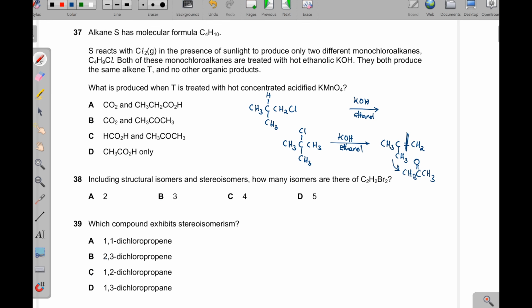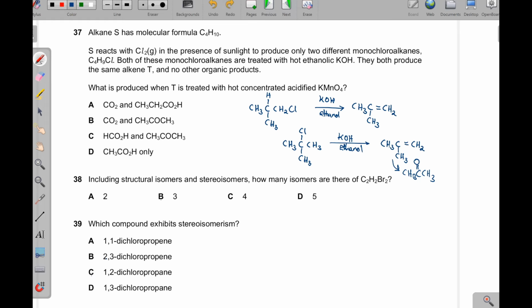So from here, when I put this potassium hydroxide in ethanol, this carbon carrying the chlorine is going to lose that chlorine, and the carbon adjacent to it is going to lose the hydrogen. So what are we going to have? We are going to have CH3, then C, and then the CH3 here, then a double bond here, and then CH2. So do you see that it is giving us the same organic product as this one here? This is product T, the same alkene.